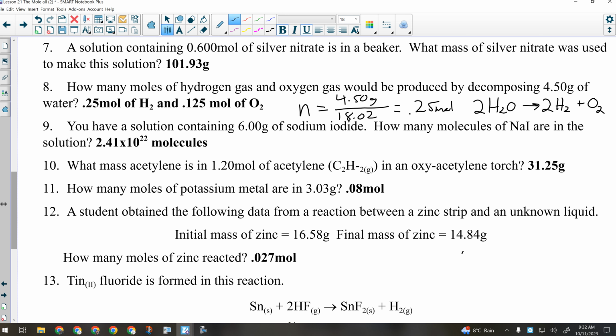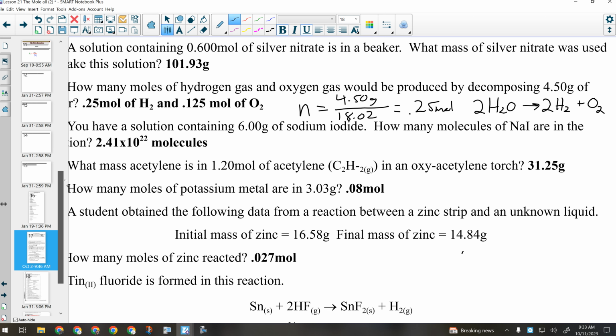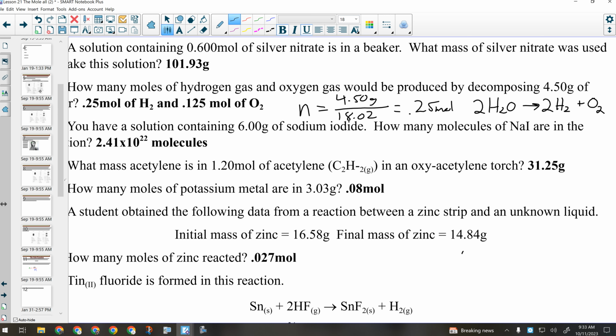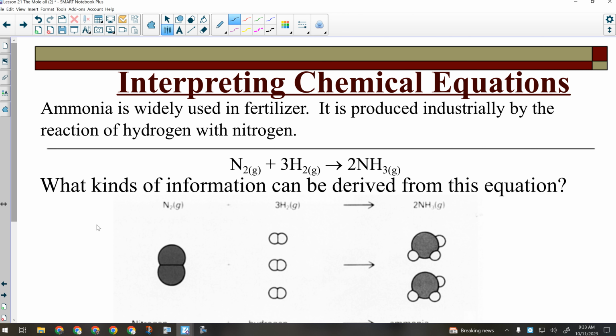Okay? It goes back to this. Way back to how can we interpret reactions? And that was right here on this slide. When I look at this reaction, it can mean that I have 1 molecule of nitrogen gas, 3 molecules of hydrogen gas, making 2 molecules of nitrogen trihydride. Or it can mean I have 1 mole of nitrogen reacting with 3 moles of hydrogen to produce 2 moles of nitrogen trihydride. Those coefficients can mean either way.